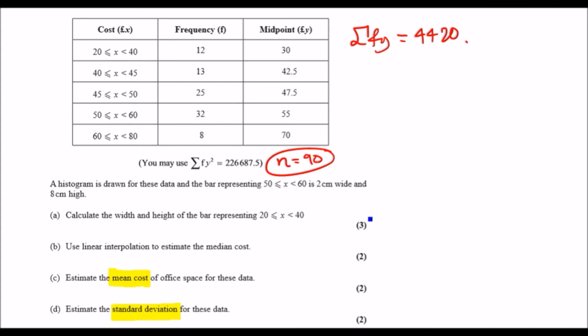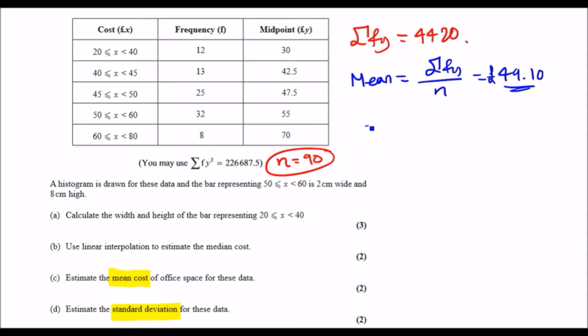Now, let's go ahead and actually solve this problem. To calculate the mean, which is quite straightforward, it's just the sum of fy, the total you have, over the number, which is 90. And this will just give you 4420 over 90. Should give you exactly, well, I'll keep it to a decimal, 49.11 recurring, or you can leave it as a fraction. So that's the mean cost. Actually, we should put in pounds. So the mean cost is £49.11.